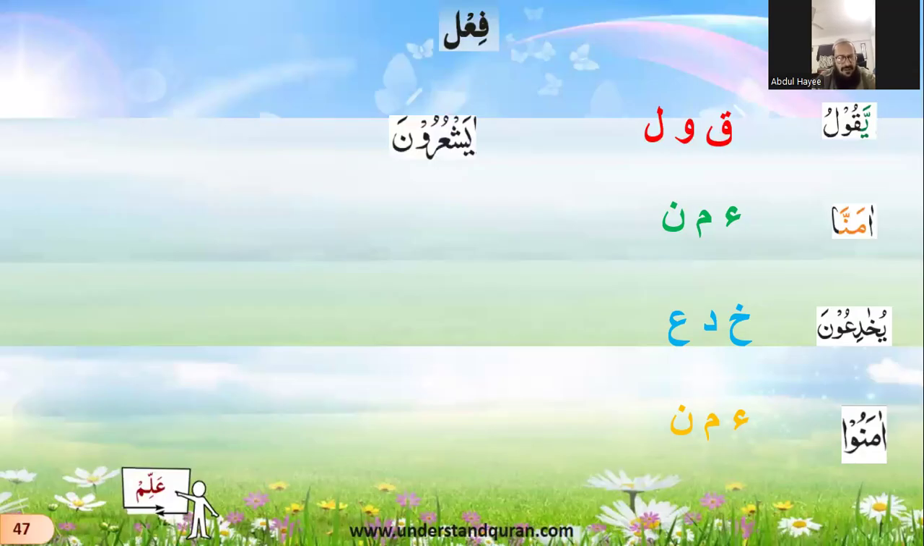Yash'aruna. Ya is the ilamat of mudari. Waw nun is the plural sign. Remove both signs. What is left? Sheen, ain, ra. So that is the root letter.